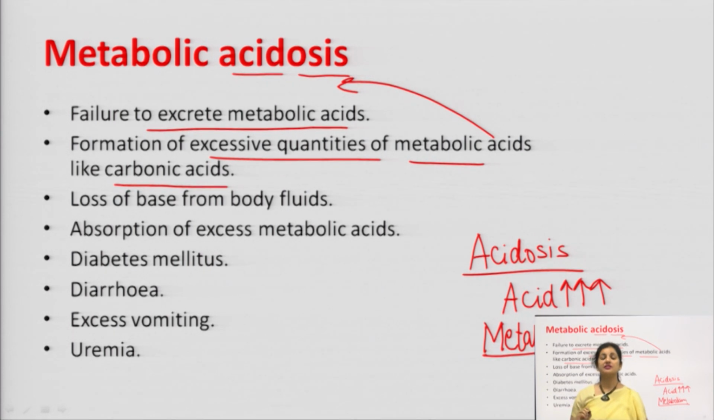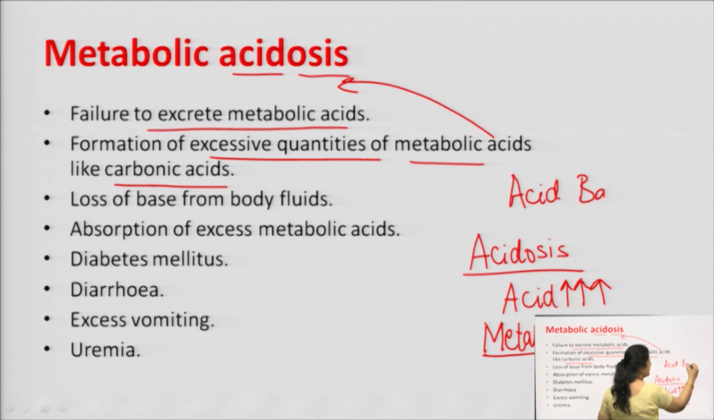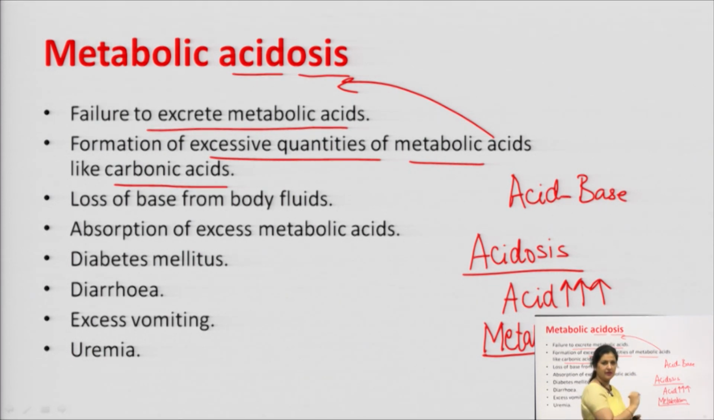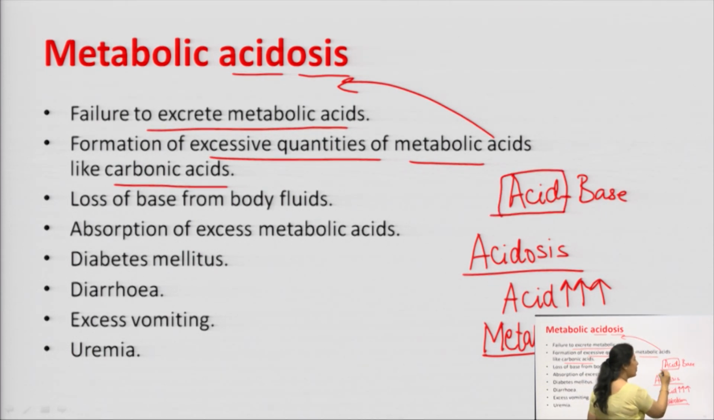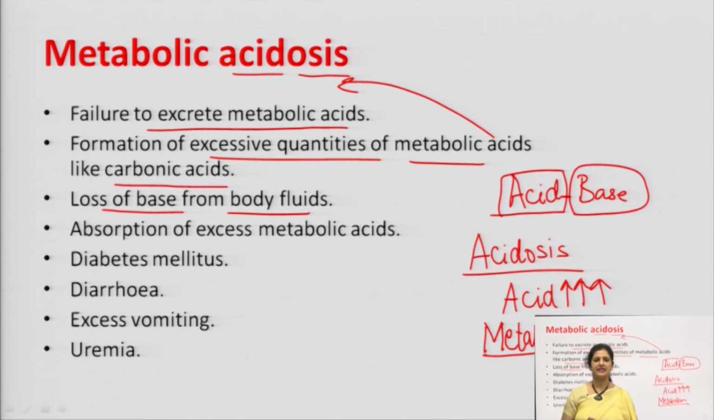Besides that, there is loss of base from the body fluids. We know that acid and base balance has to be maintained, right. So, if acid is more, it is going to lead to acidosis. Besides, if base is lesser, even then it is going to lead to acidosis. So, the loss of base from the body fluid also leads to metabolic acidosis. In addition to that, absorption of excess metabolic acids. If the acids are absorbed more and not excreted, again it is going to lead to the same condition.